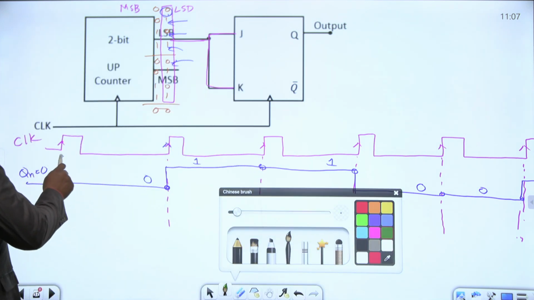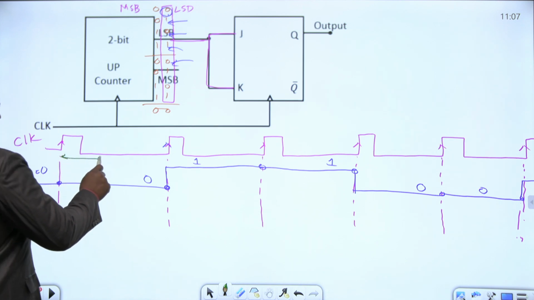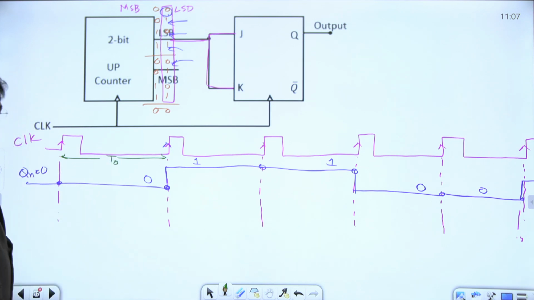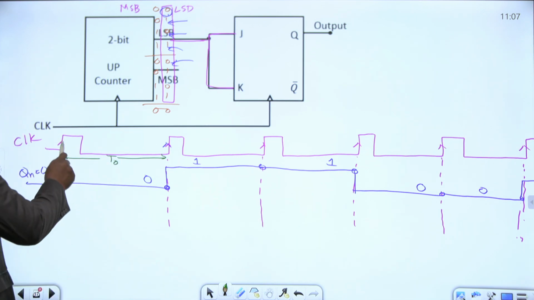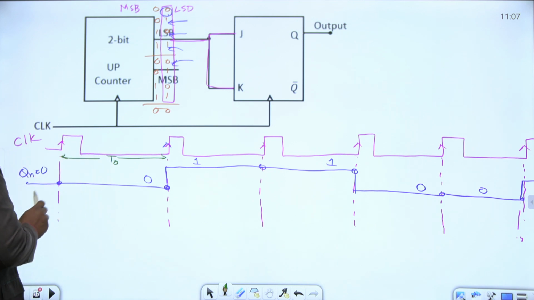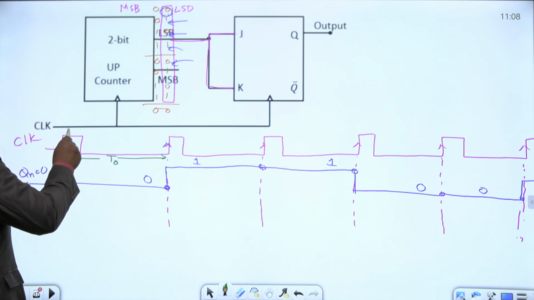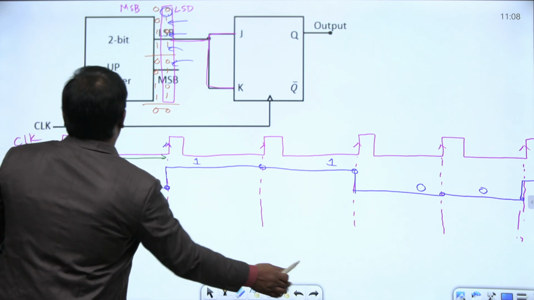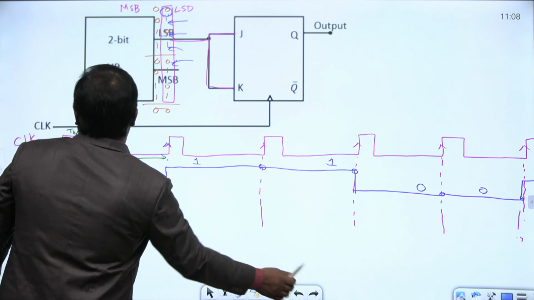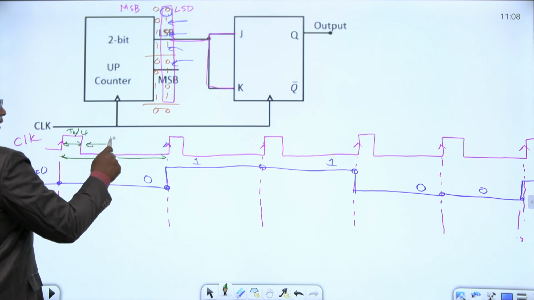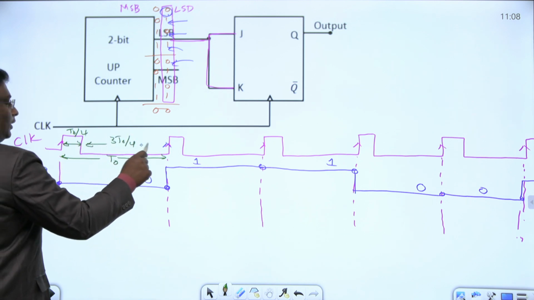Suppose this is one period, let us consider T0. This is the on period, this is the off period, this is the 25% duty cycle method. Here T0 by 4, actually from here to here this is T0 by 4. The on period is T0 by 4. This is 3 T0 by 4. Total is nothing but T0.